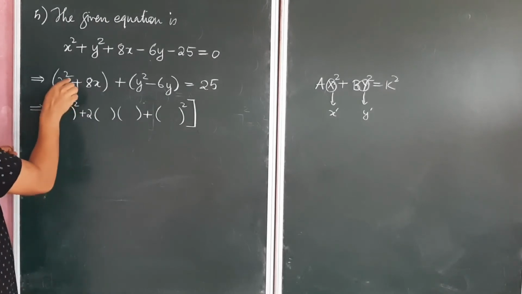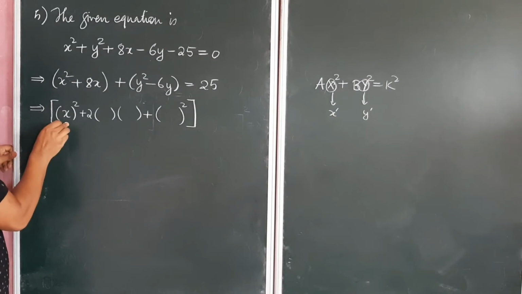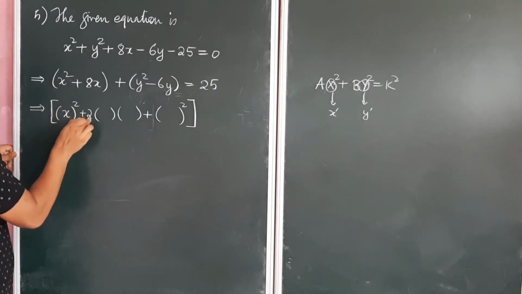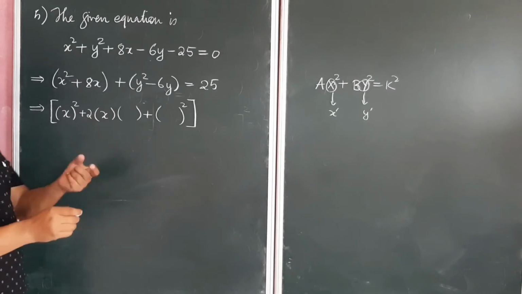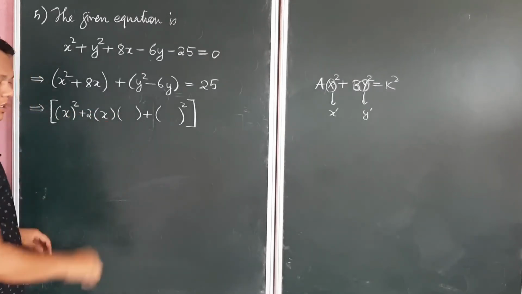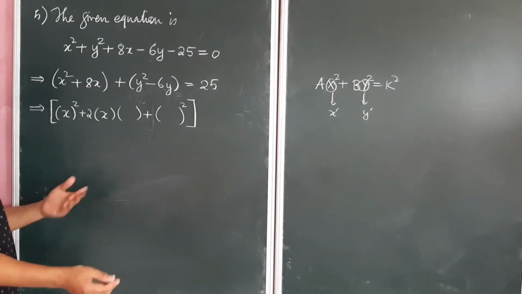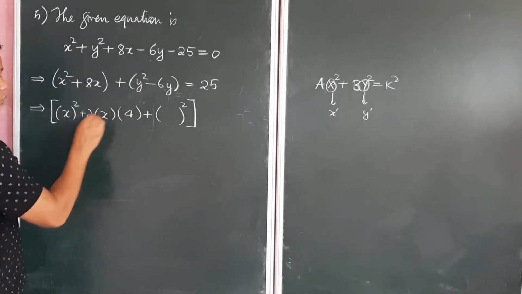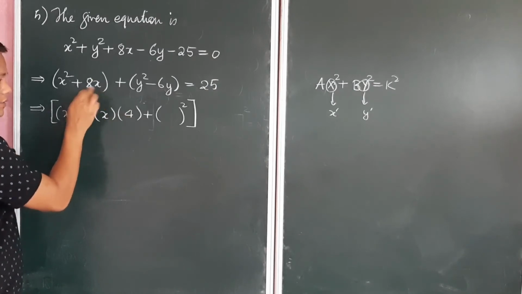So something square, that is a square, is here, a is x. So a square plus 2a. How much is a? A is x. Now I have to put one number in the place of b such that I'll get this much. Obviously that number has to be 4, right? Because 4 into 2 into x is 8x.